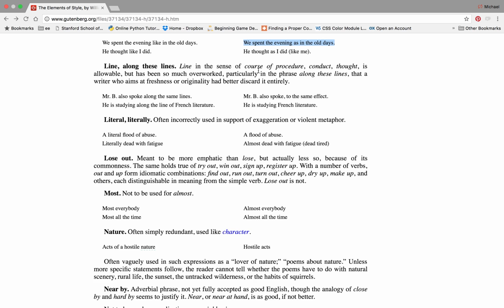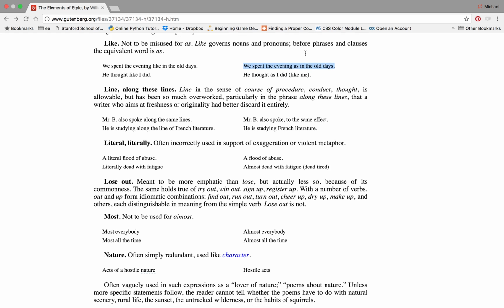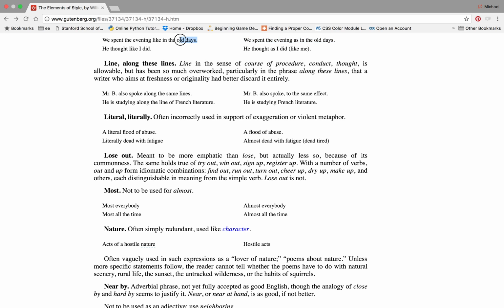Hopefully this won't come up with regards to academic writing, but it's still important and crucial to remember. We spent the evening like in the old days. We spent the evening as in the old days. This is tricky. I think a lot of even journalists, even respected journalists, might use this phrase.